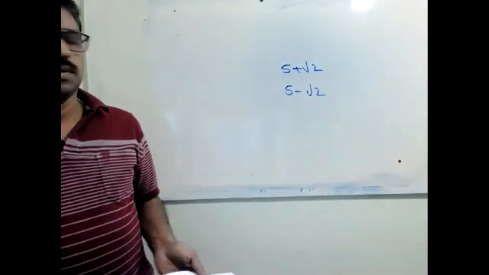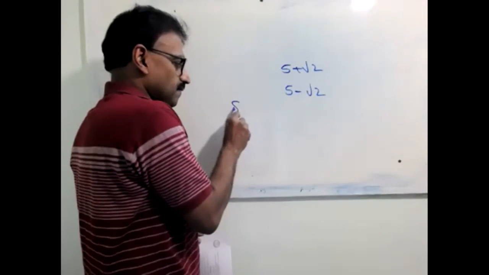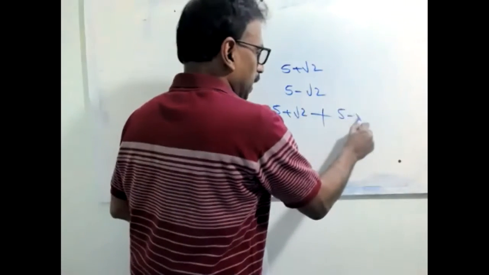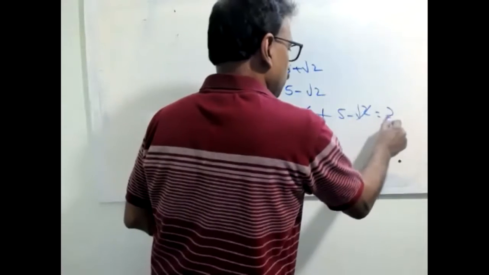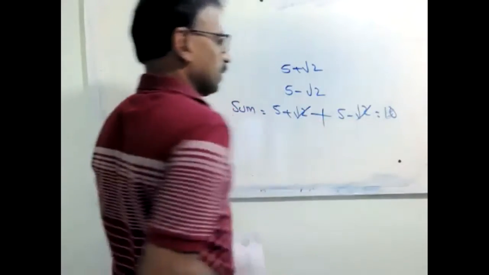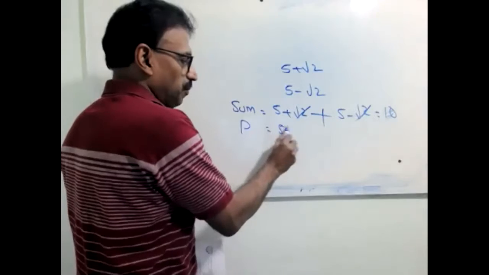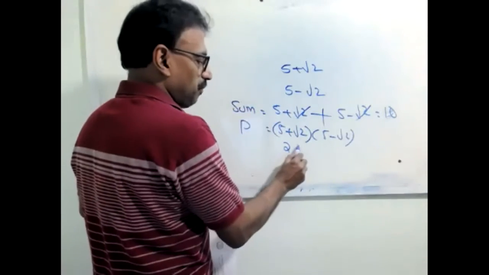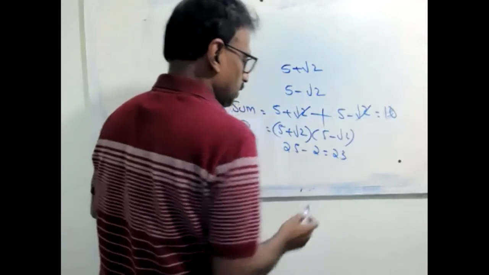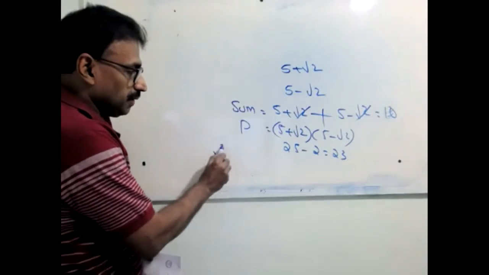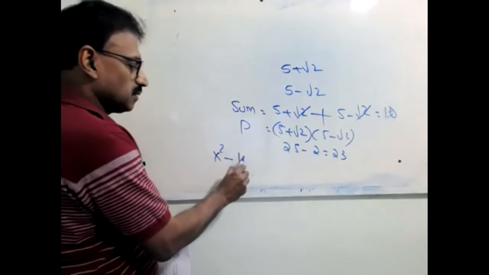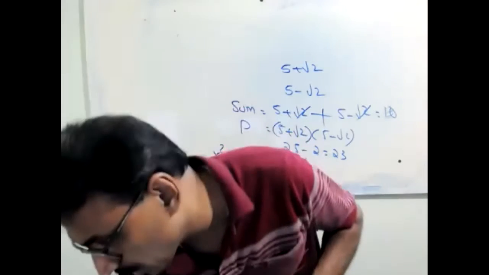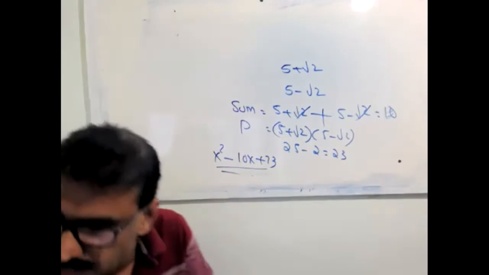What will we do? First we find the sum: 5 plus root 2 plus 5 minus root 2, which is equal to 10. Then the product: 5 plus root 2 into 5 minus root 2, that is 25 minus 2, equal to 23. Therefore, x square minus 10x plus 23. In general, we can write k into that. Clear or not? This type of question has a chance of coming.